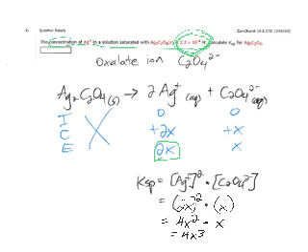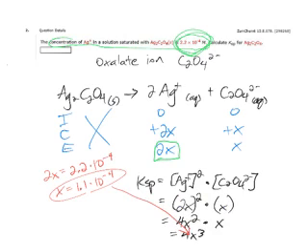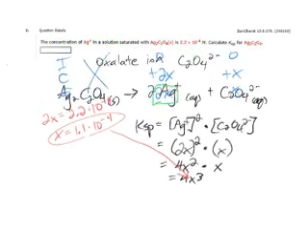So 2x, the concentration of silver according to our ICE table, is equal to 2.2 times 10 to the negative fourth. And if you're curious what the value of x would be, just divide by 2: 1.1 times 10 to the negative fourth. Take that value and plug it into the Ksp expression. And then we'll get our final answer.